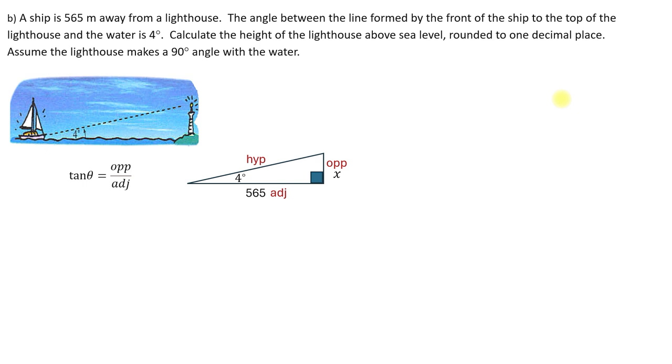In this case, the tan of 4 degrees equals the opposite, x, which we're trying to figure out, and the adjacent, 565. Tan 4 equals x over 565. Therefore, x by itself will equal 565 times tan 4, and our calculator will eventually tell us that that value is 39.5. Our therefore statement reads, the lighthouse is 39.5 meters high.